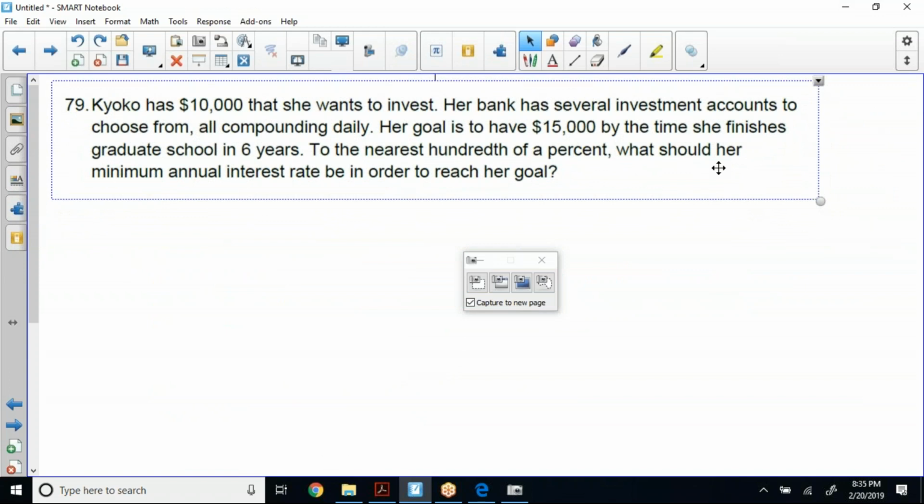Kyoko has $10,000 that she wants to invest. Her bank has several investment accounts to choose from, all compounding daily. Daily means 365 in a year, right? Her goal is to have 15,000 by the time she finishes graduate school in 6 years. To the nearest hundredth of a percent, what should her minimum annual interest rate be in order to reach her goal?